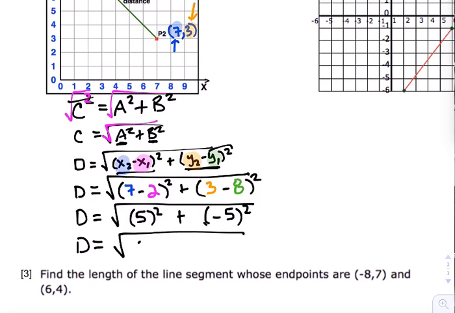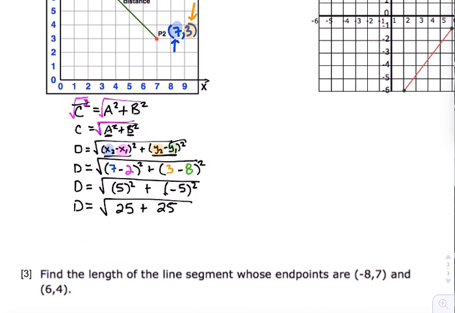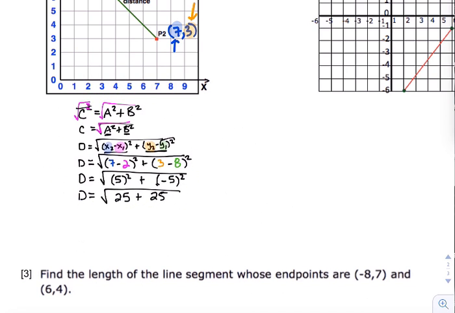So we have 5 squared, which is 25. Plus we have negative 5 squared. Well, negative 5 squared just means negative 5 times negative 5. Well, negative 5 times negative 5 is going to be 25. Two negatives make a positive, so this is going to be 25 as well. Okay. So we're not quite done here. We have to keep solving.